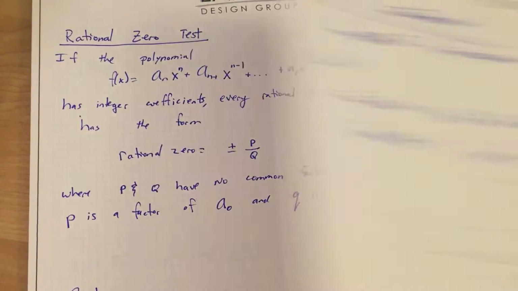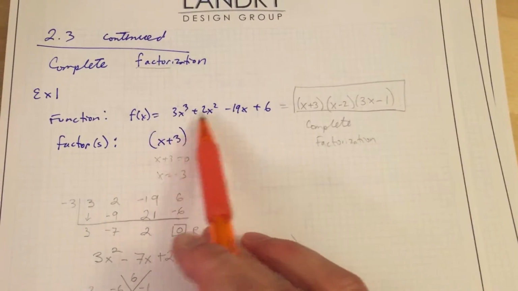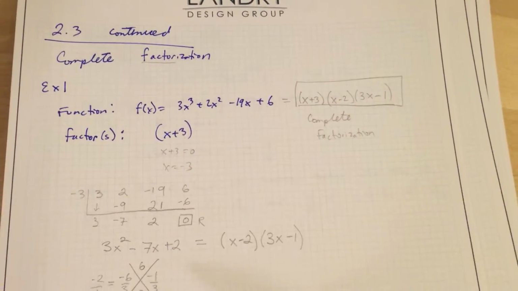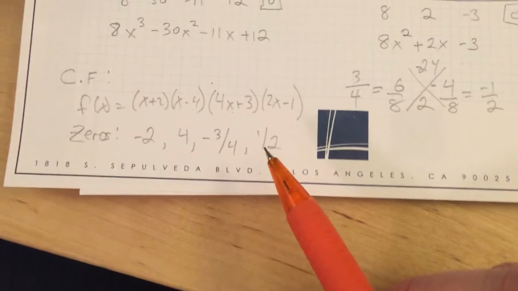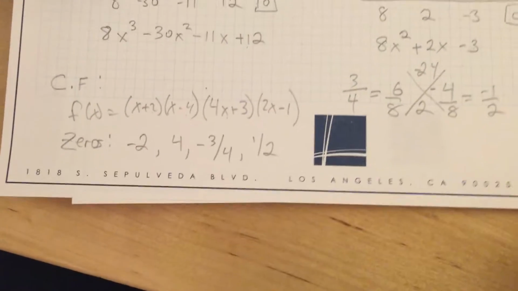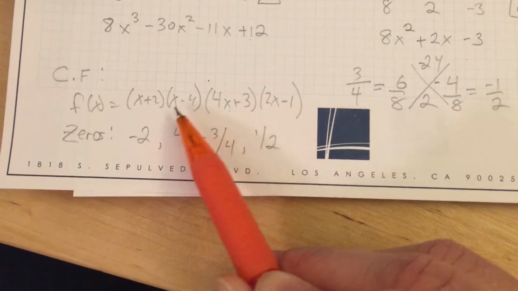So again, look at these other two examples. Notice that 3, 2, negative 19, 6. These are your integers, right? We can get fractions that are 0, we can get fractions that are part of our zeros answers, but notice that we do not write fractions in binomials, okay?